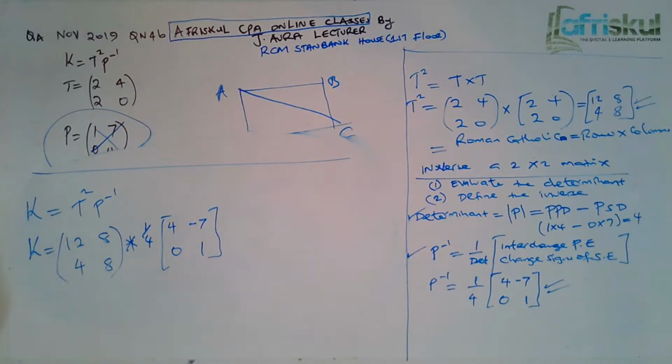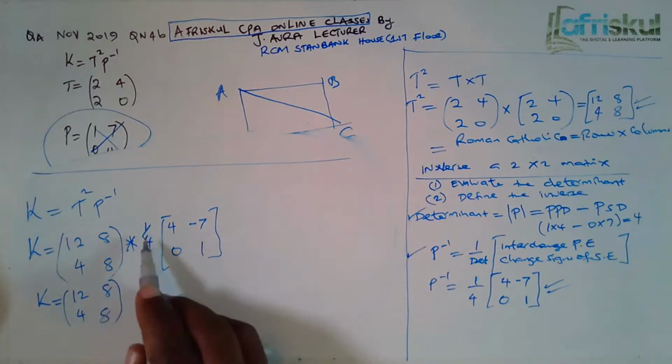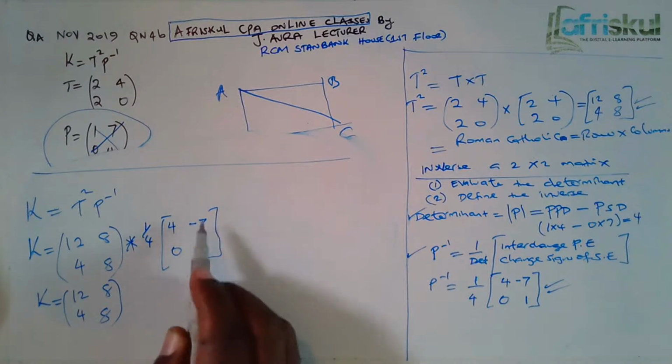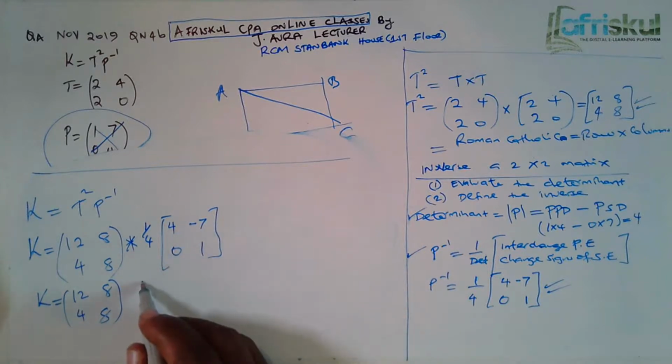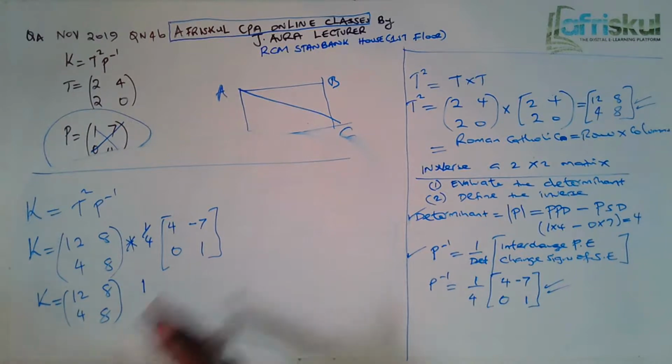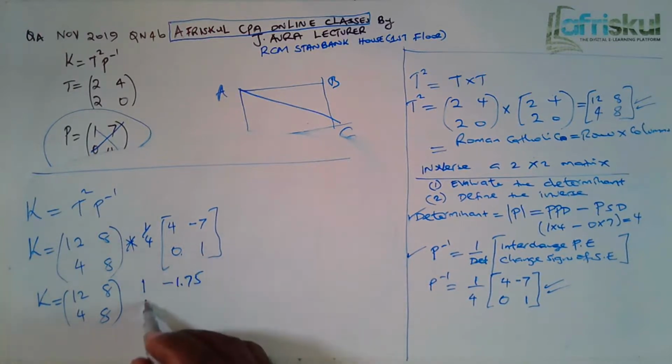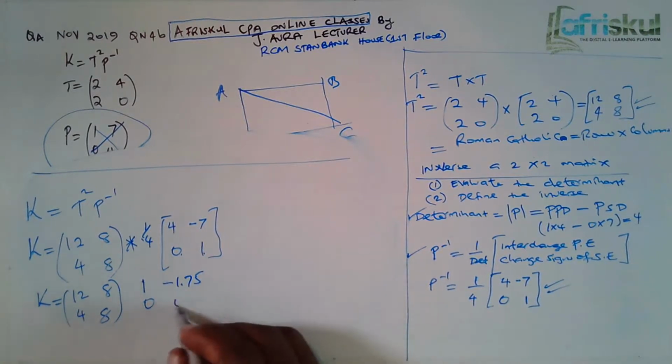There are very many ways of going about this. I can decide to leave this scalar outside, but for simplicity, allow me to distribute the scalar inside. This scalar is going to multiply each and every member inside this matrix. So this will be 4 over 4, which is 1. This will be -7 over 4, which is -1.75. And then a quarter multiplied by 0 is 0. A quarter multiplied by 1 is 1 over 4, which is 0.25.